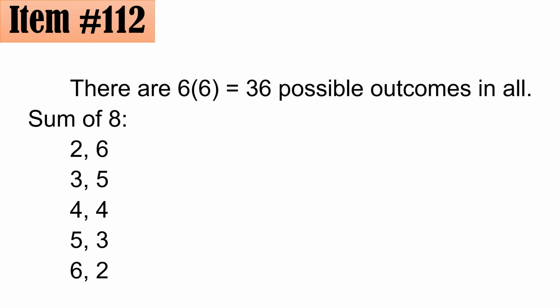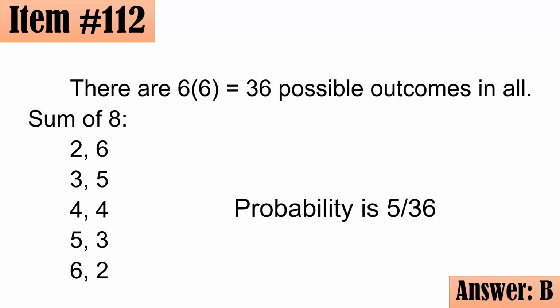I believe I have not missed anything. It cannot be 1-7 or 7-1 because 6 is the highest number. That's why, there are 5 outcomes out of 36, so the probability is 5/36. Letter B. Correct. Next. I hope it is clear.